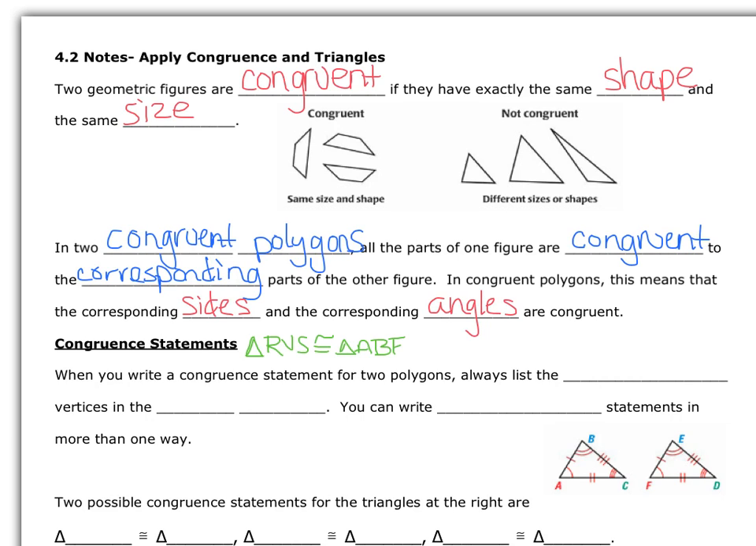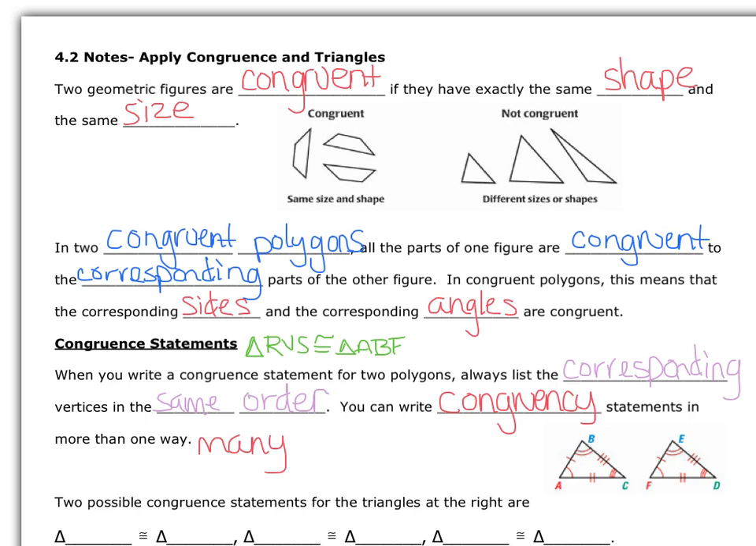When you write a congruency statement for two polygons, always list the corresponding vertices in the same order. It's going to be very important the order that you write congruency statements, because one letter out of place and the whole thing can be wrong. So you really have to pay attention to order. Now, you can write congruency statements in more than one way, in many different ways.